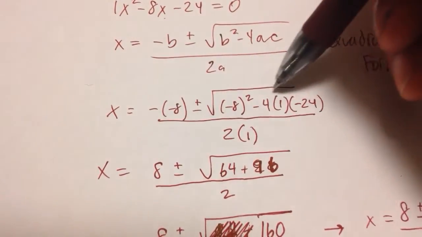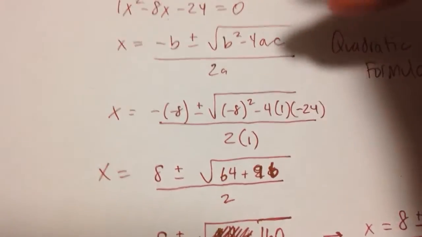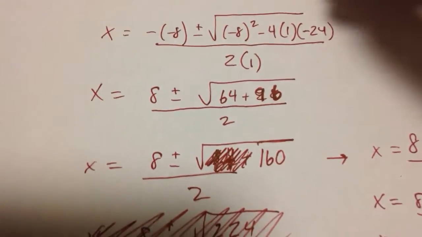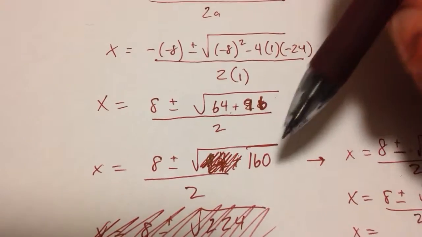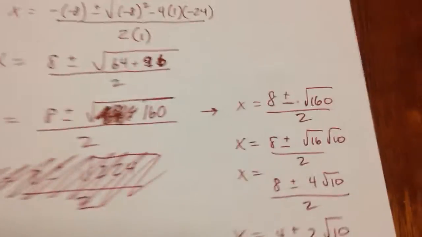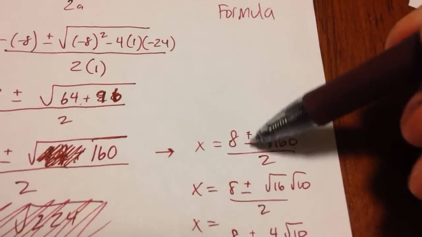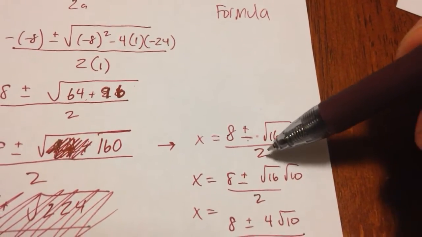Negative 8 squared is 64, and multiplying this you get plus 96. Simplifying further, 64 plus 96 is 160. So then I go over here and I say 8 plus or minus the square root of 160 divided by 2.